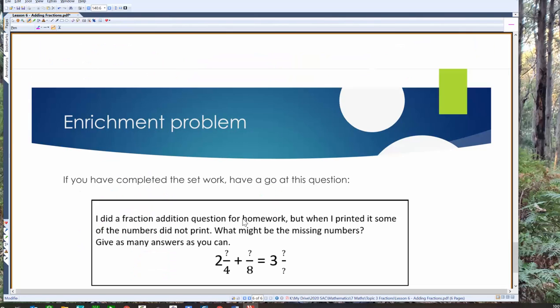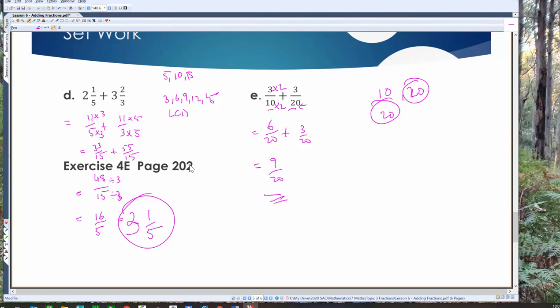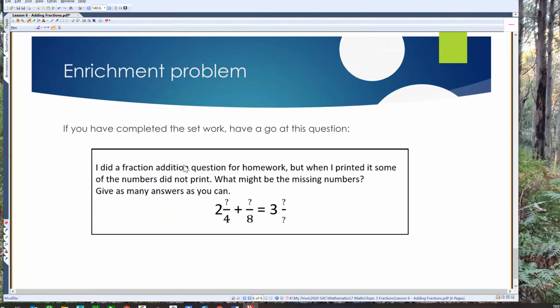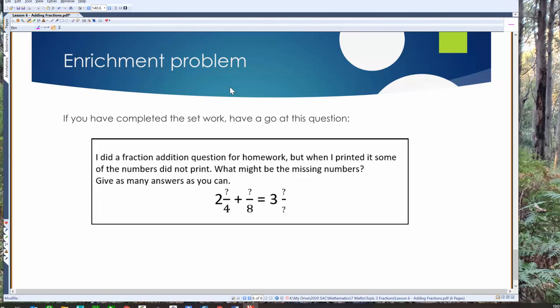Right, so our exercise today is 4E on page 202, I believe. Right, and there's a tougher problem there. If you've completed the work, have a go at this problem.